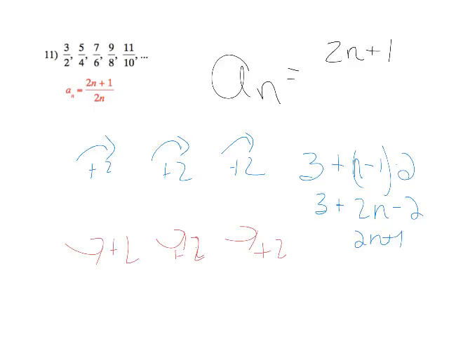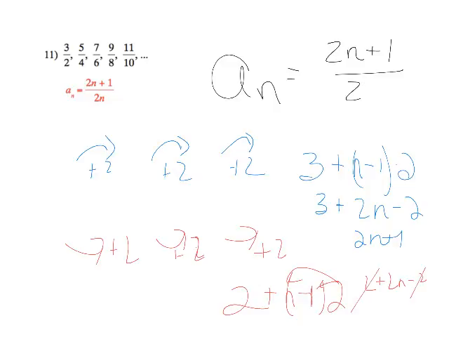And then down in the denominator, you do the same thing, but you have a different starting term. You started with a 2 plus n minus 1 times the common difference, which was 2. And again, when you do a little bit of arithmetic, you get 2 plus 2n minus 2. Notice how your positive 2 and your negative 2 cancel, and that's where you get your 2n.